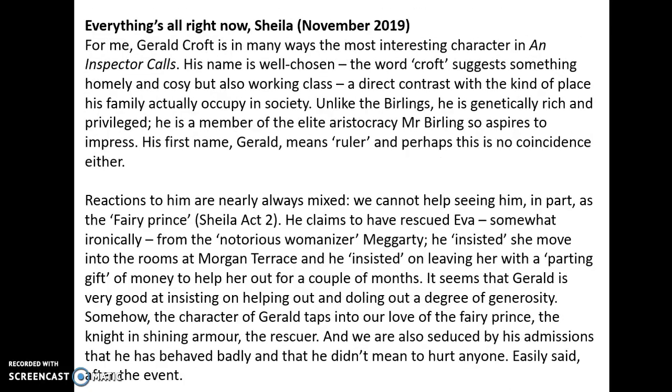Now, I would suggest that you read that again in your own time, at your own pace. So before we do, I'm going to point out some words there that we might not understand. Genetically rich means he's inherited his wealth. The elite aristocracy are those upper classes. What else do we have? A womanizer, somebody who sleeps with and makes his way through a lot of women.